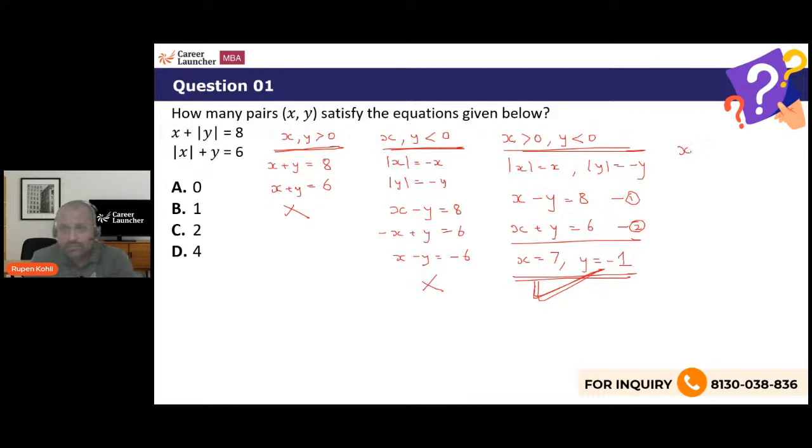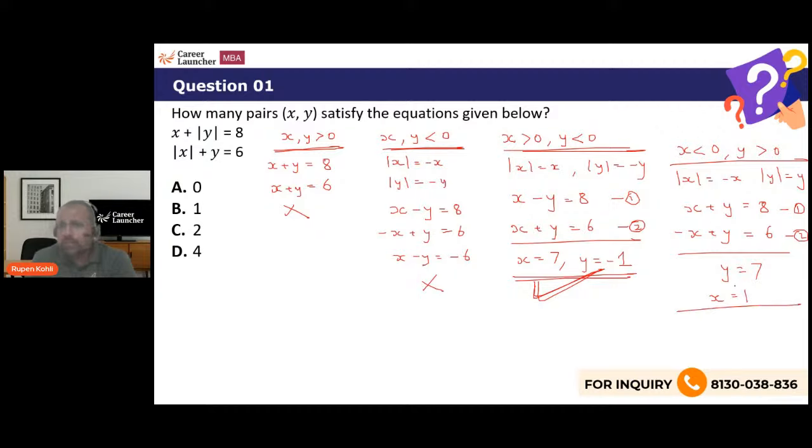Now let's test this final fourth case. x is negative, y is positive, which means mod x is minus of x, whereas mod of y is y. So then x plus y equals 8 because mod y is y, but minus x plus y equals 6 because x is negative. Again, we have two equations, add them, x cancels, 2y is 14, so y is 7, and x is 8 minus y, so x is 1.